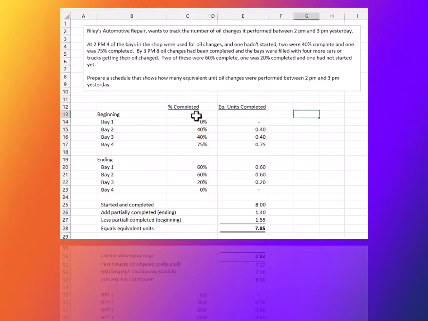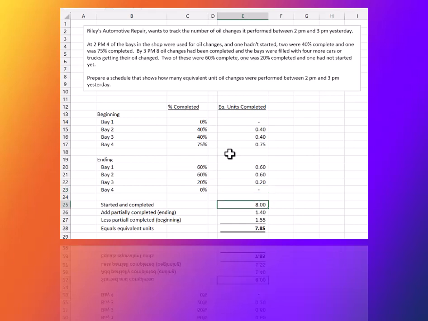So here's how I would do it. Here's our percentage clean. We would say beginning we had 4 bays and we had ending 4 bays. Now, 1 had not started, 2 were 40% complete, 1 was 75%. So if we convert these to just units of car oil changes, we're just going to take that percentage and turn it into a number. Okay, so 0.0, 0.4, 0.4, 0.75. Then in ending inventory, we convert that to a number, 0.6, 0.6, 0.2, and 0. Okay, that's just putting in the information.